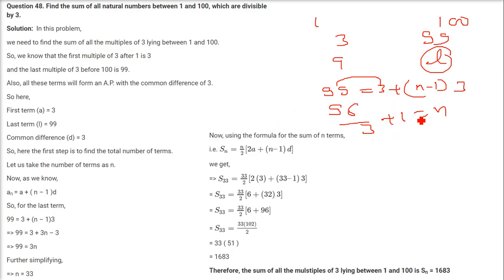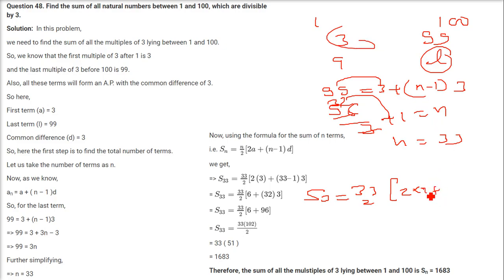The sum is also being asked. So 96 by 3 is 32, plus 1 is 33, so n is 33. So the sum of 33 terms will be n by 2, 2a, which is 2 into 3. You have to use this: 2a plus 33 minus 1, which is 32, into d. What is d? 3. So you have to solve this, and you get 1683.